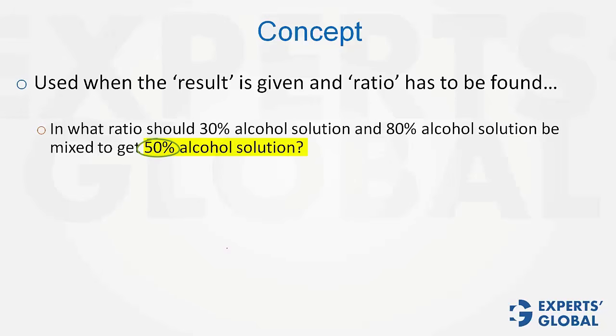The result is 50% alcohol solution. And the two qualities are given, 30% and 80%. The ratio has to be determined. In such cases where the result is given and the ratio has to be determined, alligation ends up saving a lot of time. So let's delve deeper into the concept.